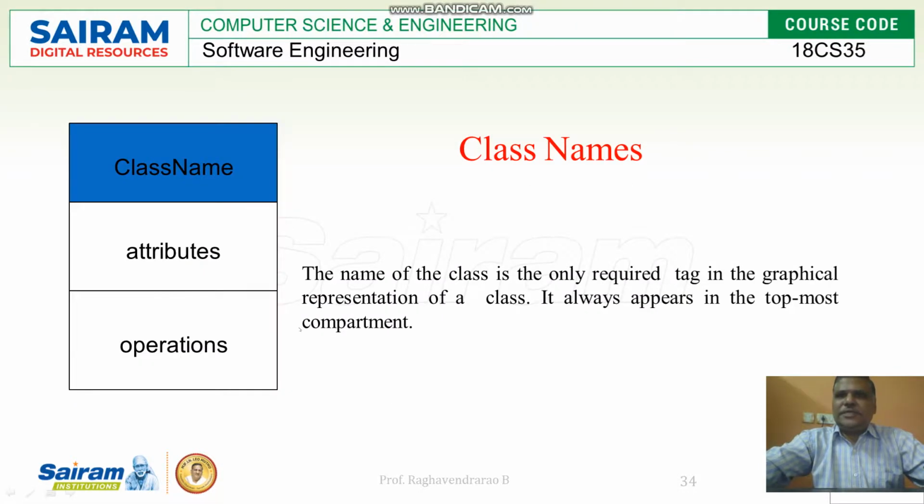The same thing it is saying, the class name. It is going to be represented in the form of a graphical notation, like this. Always the first part is going to be the class name. The second part has the attributes of those objects, and then the operations, the functionalities which operate on these attributes, are present. So at the top, the class name is going to be written.